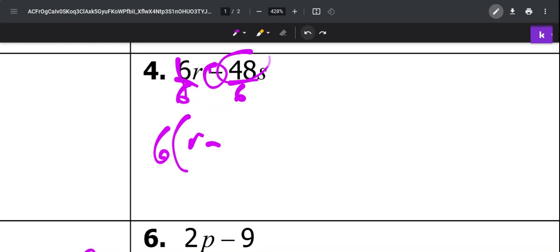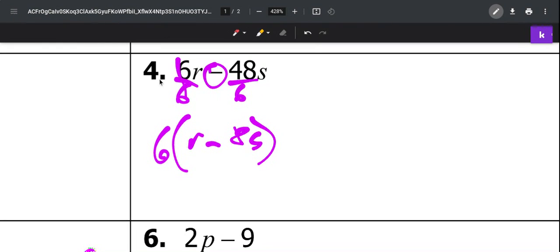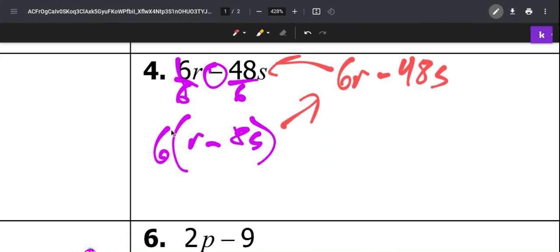or you can treat it like a negative 48. Either way, it works. 48 divided by 6 would be 8. So it would be a negative 8, so that's minus 8. And then we also have to add in our S, and that's our finished product. So if we distribute that back, watch what happens. We get 6R minus 48S, which is what we started with. So this is our answer.